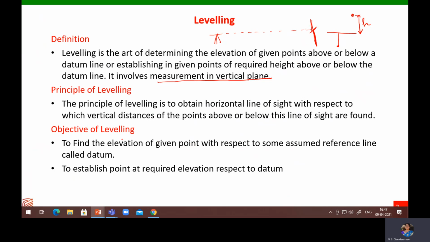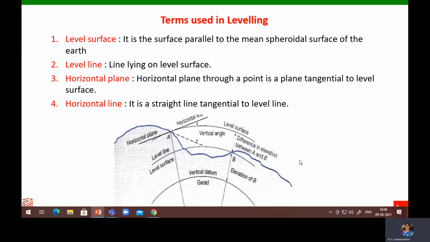The primary objective of leveling is to find the elevation of the given point with respect to some assumed reference line, which is called a datum. Now there are different types of datum that can be assumed. It is not a random reference line that we are assuming as a datum. For surveys we use a proper datum, called benchmarks, about which we will be learning in the further slides. Next is to establish a point at the required elevation with respect to the datum.